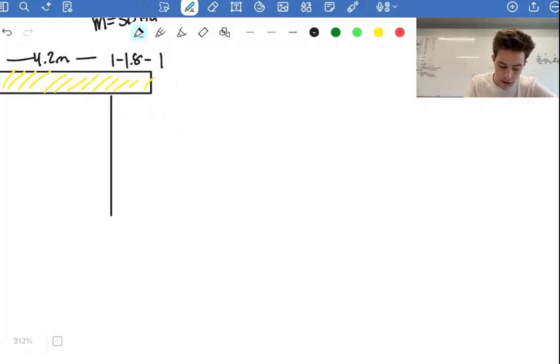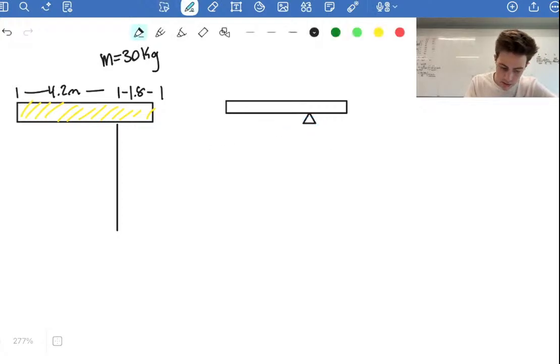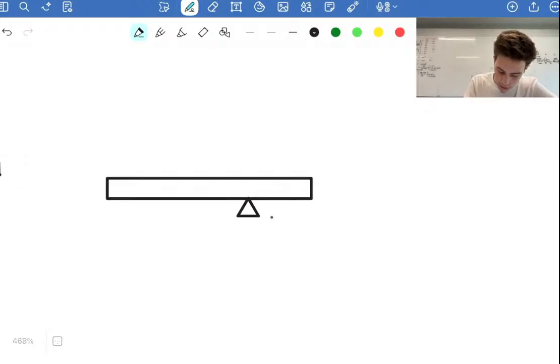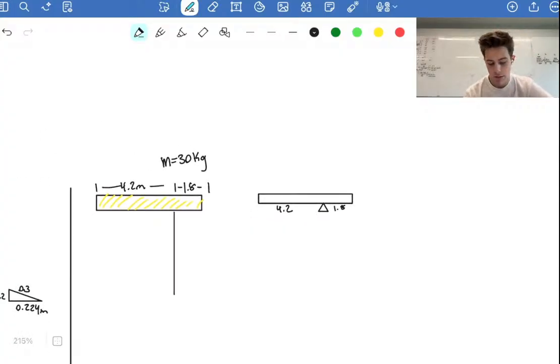So essentially the way that I think about this problem is, this is just our tipping point right here. So we have our 1.8 and we have our 4.2. Now, the only other thing we have is that the mass is 30 kilograms.